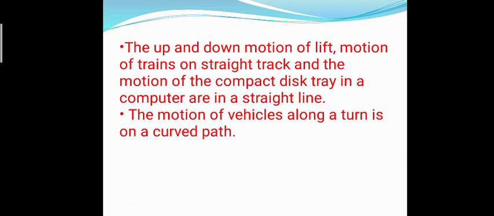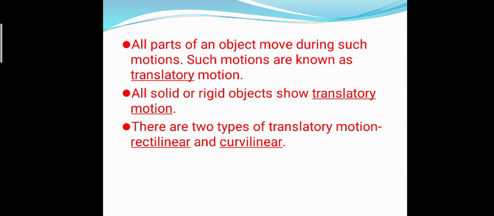After resuming the video again, the up and down motion of a lift, motion of trains on a straight track and the motion of the compact disc tray in a computer are in a straight line, while the motion of vehicles along a turn is on a curved path. All parts of an object move during such motions, and such motions are known as translatory motion. All solid or rigid objects show translatory motion. There are two types of translatory motion, rectilinear and curvilinear.